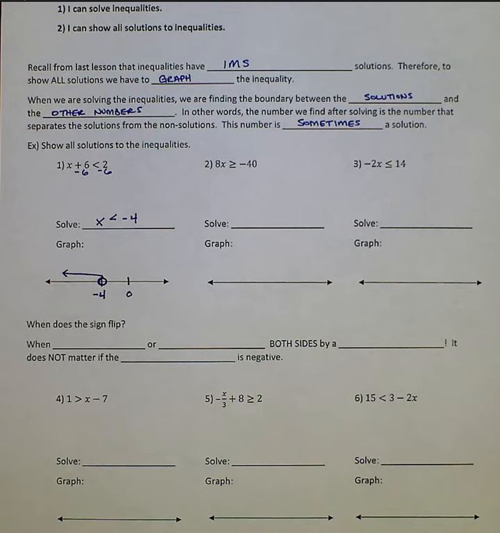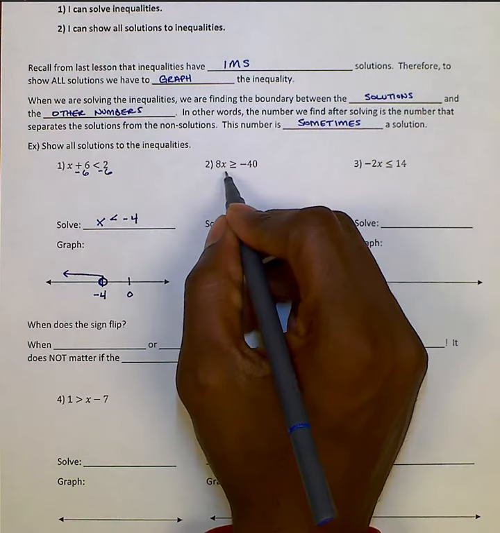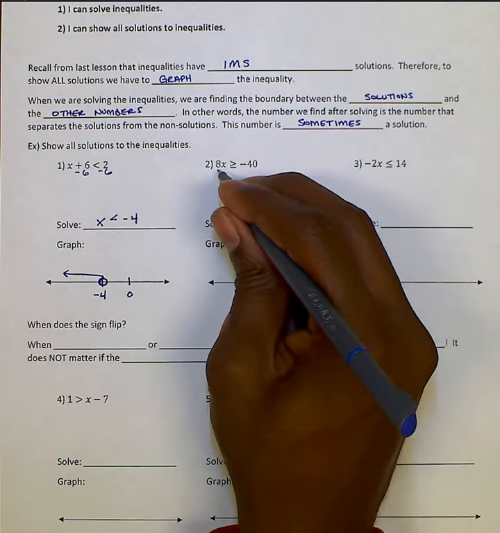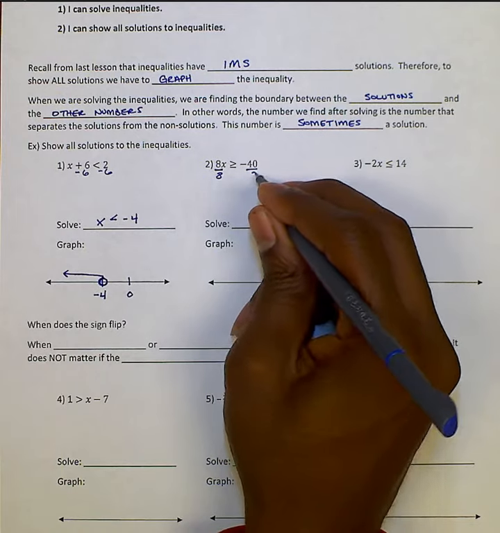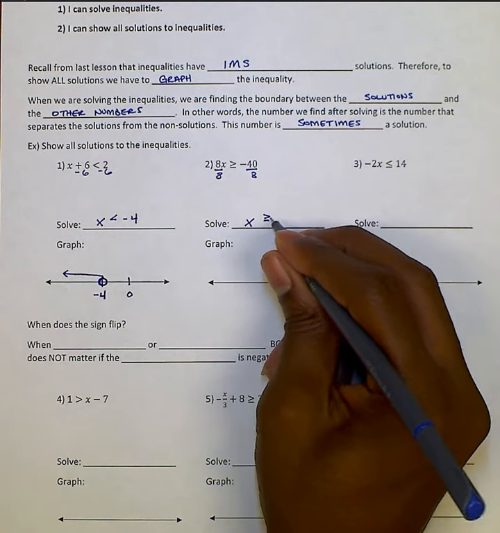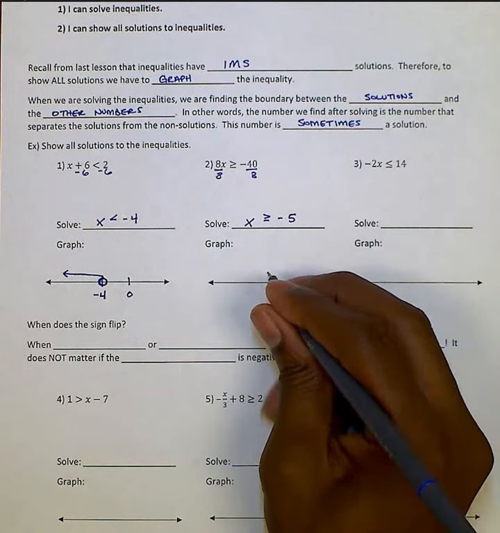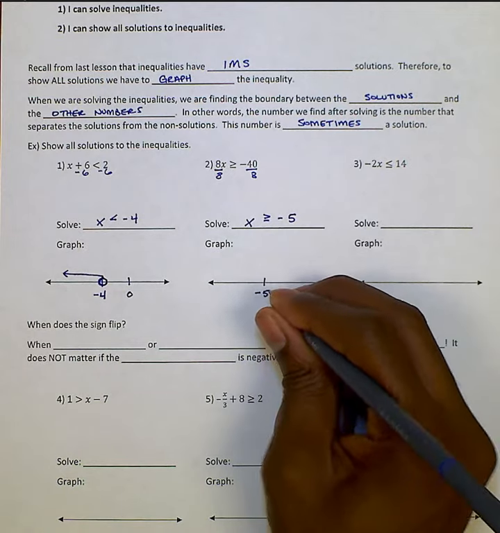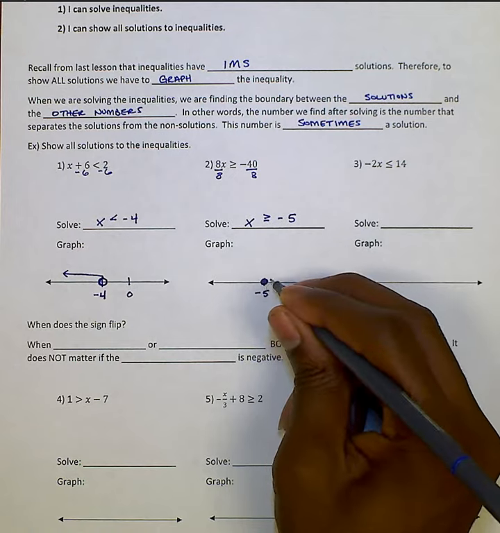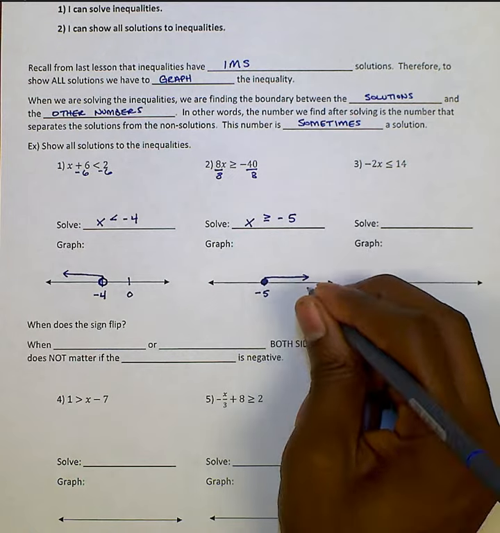Okay, number 2. Again, trying to get x by itself. What's stopping x? The 8. What is 8 doing? It's multiplying, so how do we get rid of it? We divide. So we divide both sides by 8. We'll have x is greater than or equal to negative 5. Negative 5 here. It's "or equal to" now, so I'm going to have a closed circle because negative 5 is a part of my solution set. And then I'm going to go to the numbers that are greater than negative 5. Okay.